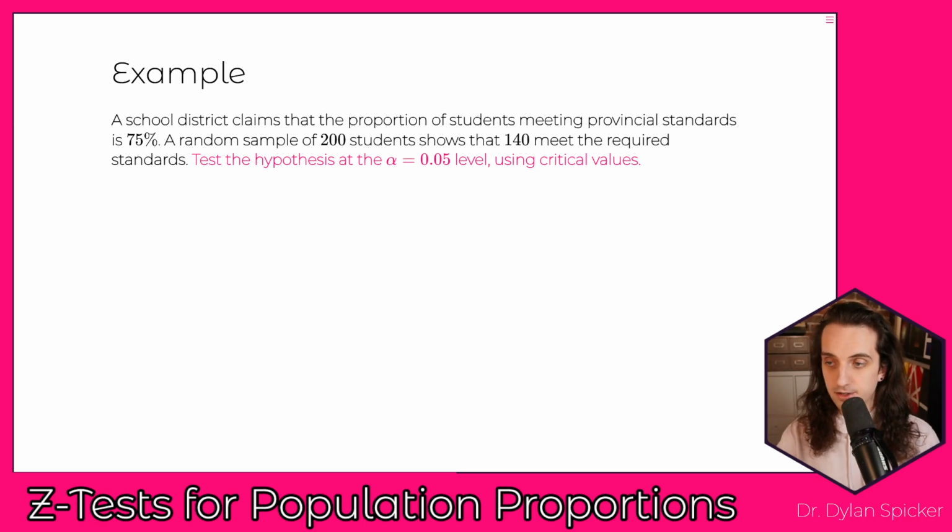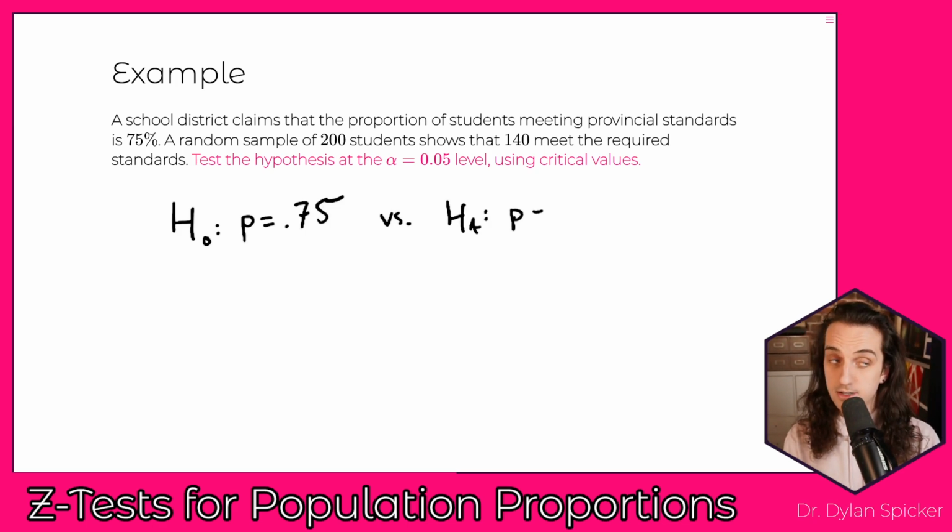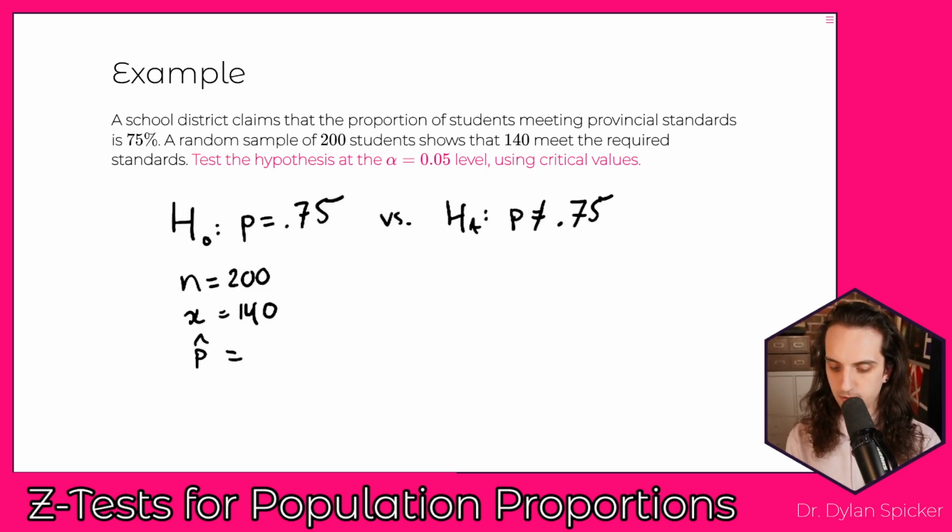Okay? And so in this case, we first identify, well, what is our hypothesis that we're testing, right? The claim is that the proportion of students meeting standards is 0.75. Right? That's going to be versus the alternative that p is not equal to 0.75. Right, we look at what we've observed. So n is 200, we have x is 140, right? And so then p hat is going to be equal to 140 over 200, okay?